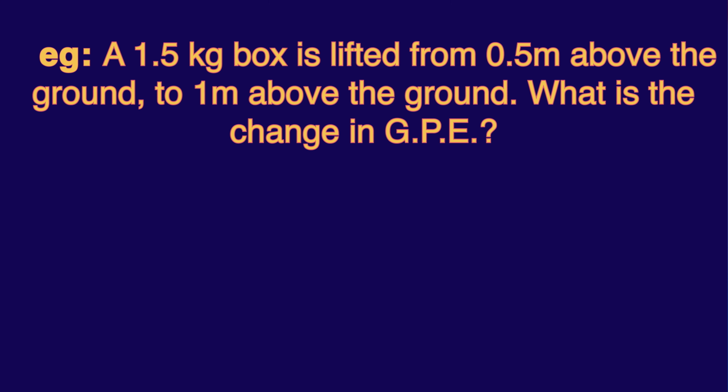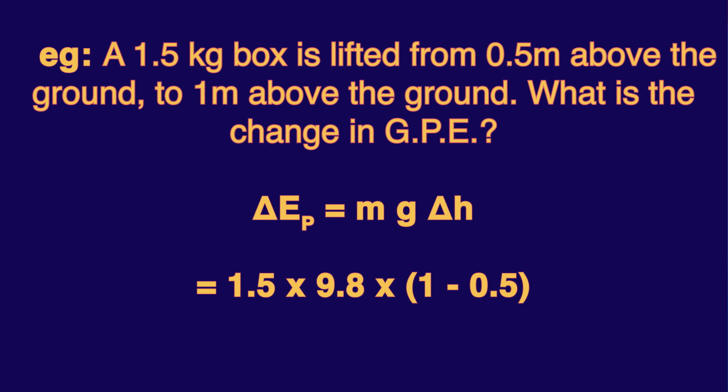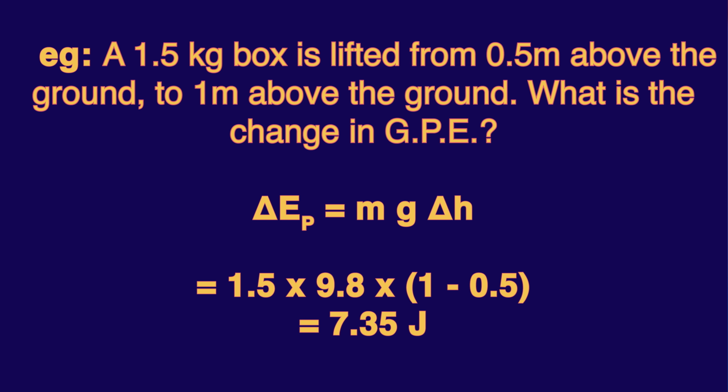Here's a quick example. I lift a box from 0.5 meters above the ground to 1 meter above the ground. What is the change in gravitational potential energy? If the box has a mass of 1.5 kilograms, ΔEp equals mgΔh, which equals 1.5 times 9.8 times (1 minus 0.5) for the change in height. And that equals 7.35 joules.